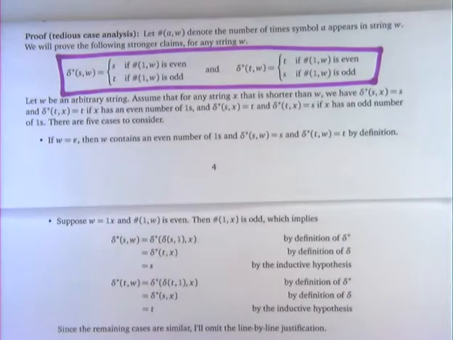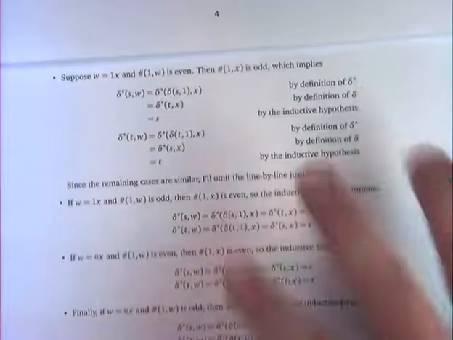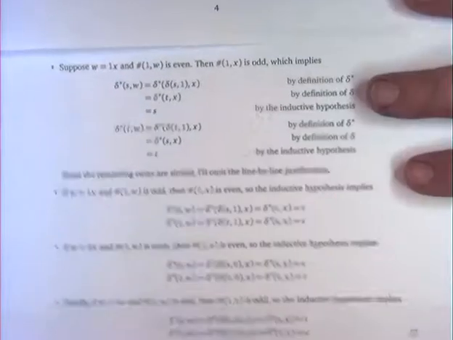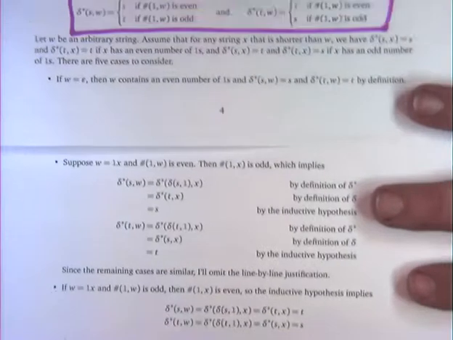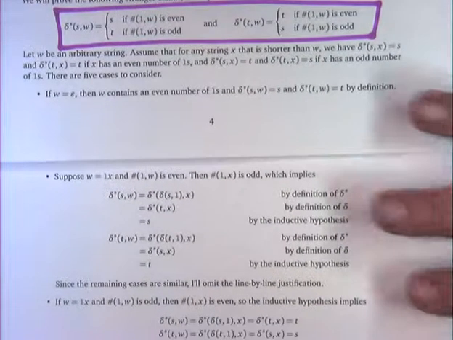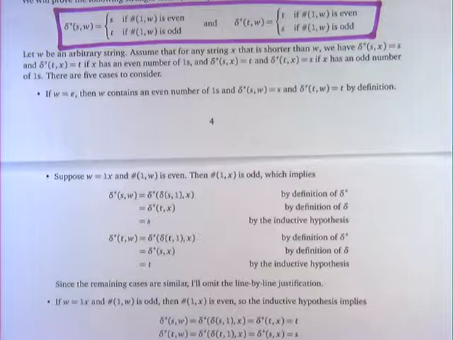Now, the four remaining cases are: suppose the string starts with a 1 or it starts with a 0, and suppose the string has an even number of 1s or an odd number of 1s. I'm only going to show one of those four because the rest of the cases are similar, so I'll leave out the line by line. But for this one string, suppose W starts with a 1 and X is everything else.